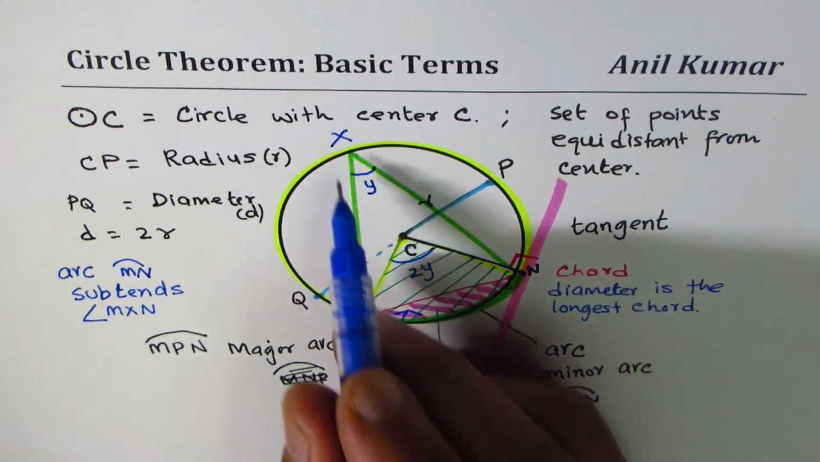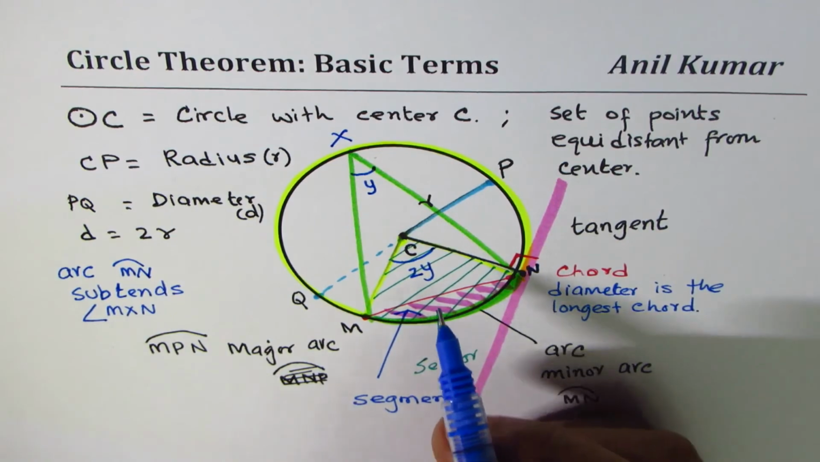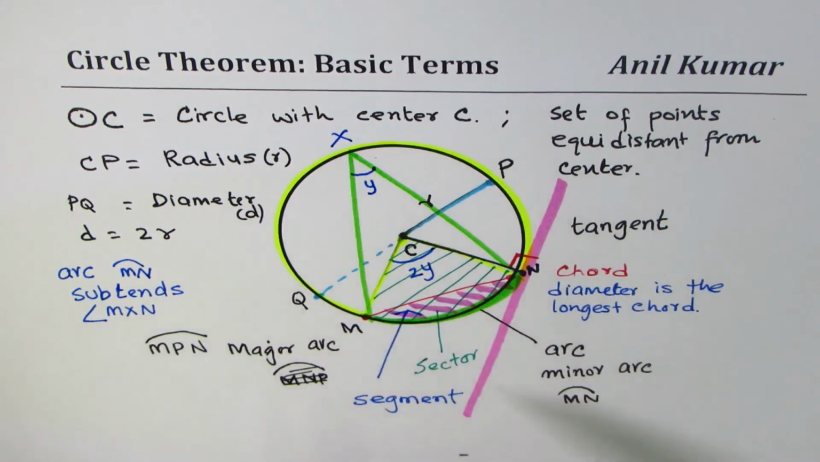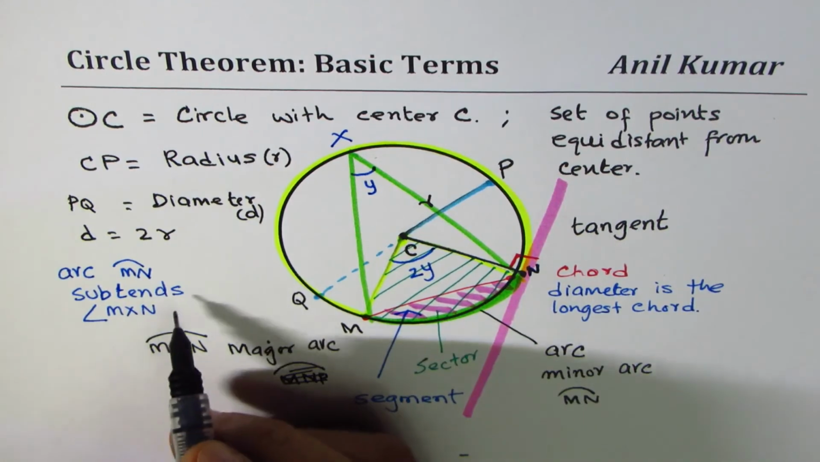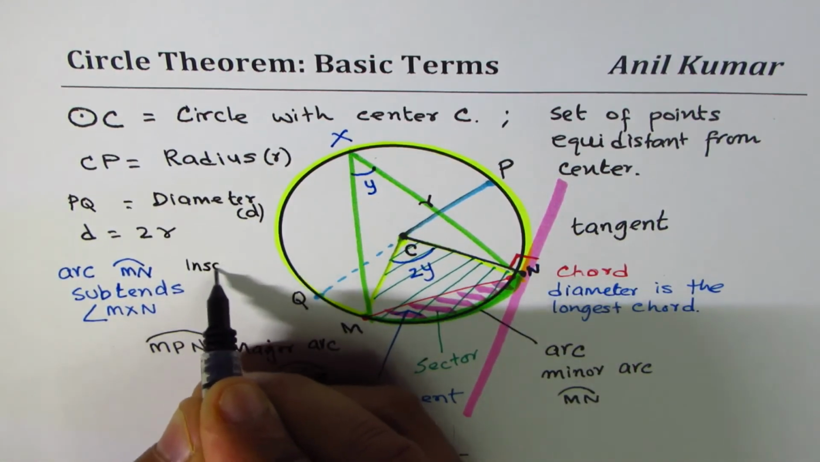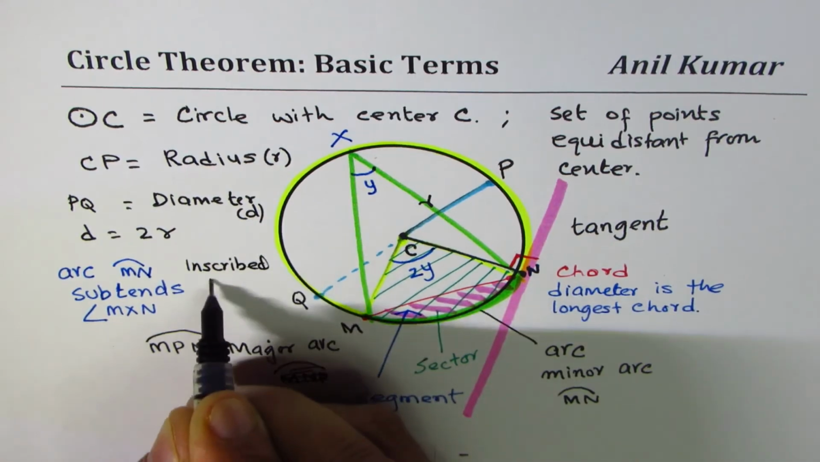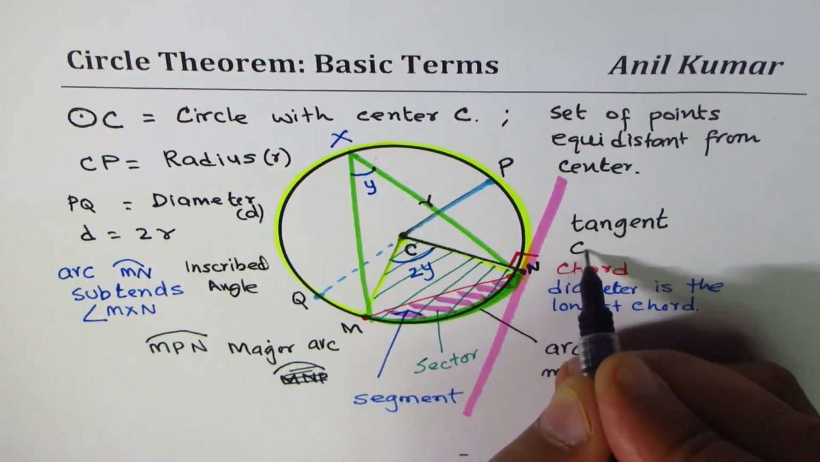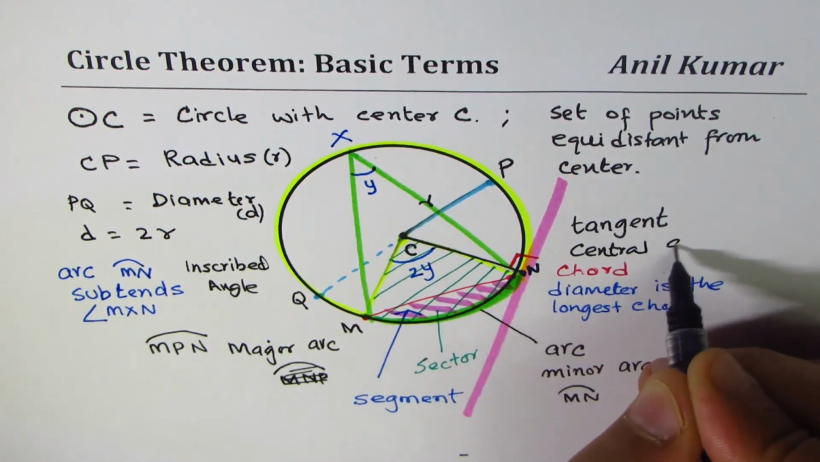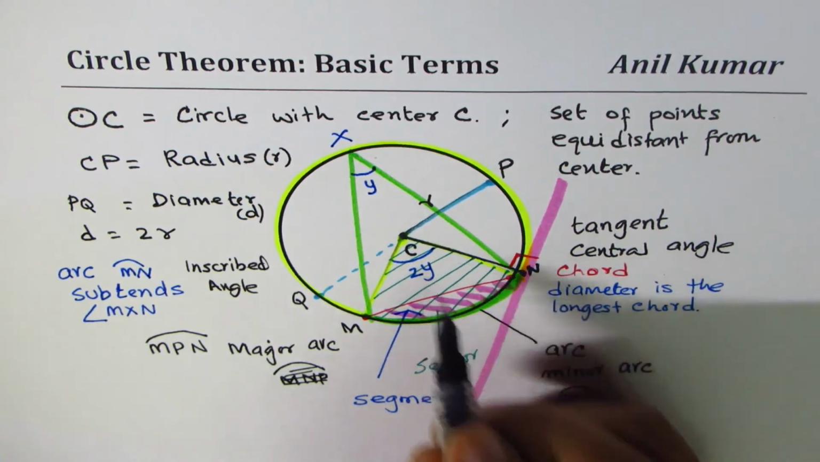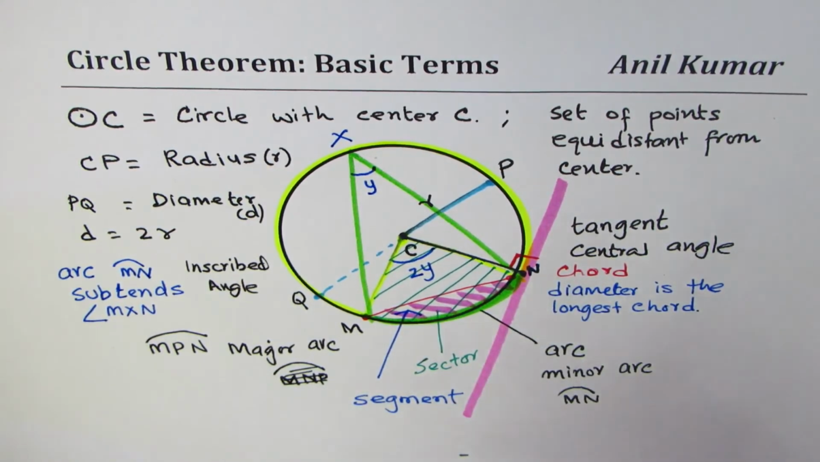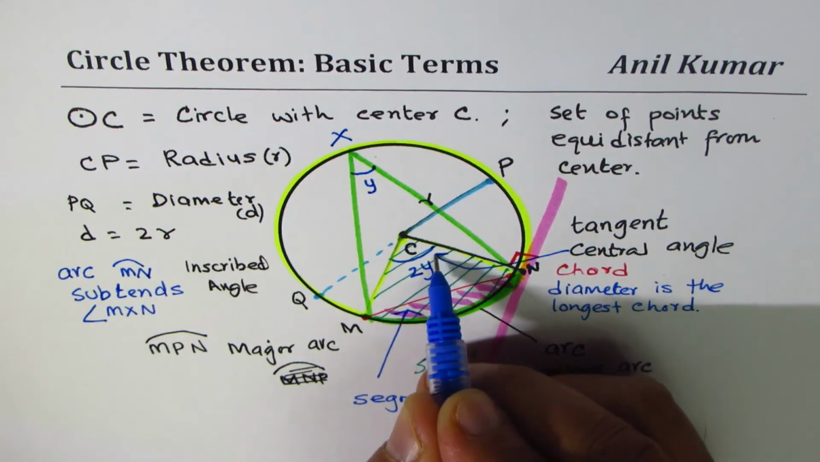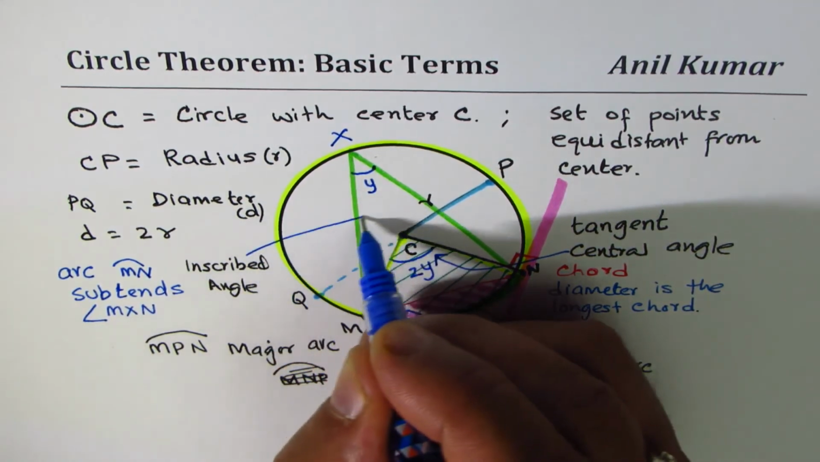So this angle which I'm talking about, the angle at the center, will be referred to as central angle. So we have two types of angles defined here. The angle here will be referred to as inscribed angle. So let me write down this name as inscribed angle. And this one as central angle. Okay, so the central angle for us is this one, which is twice the inscribed angle, which is this one.